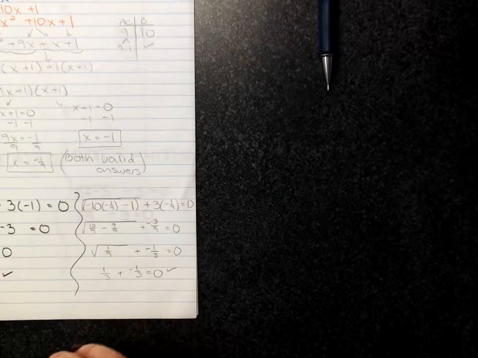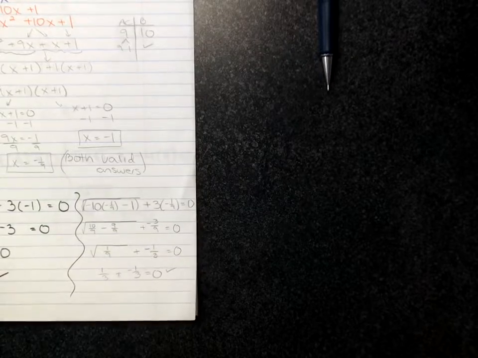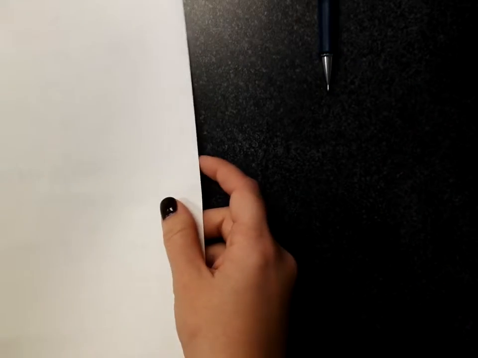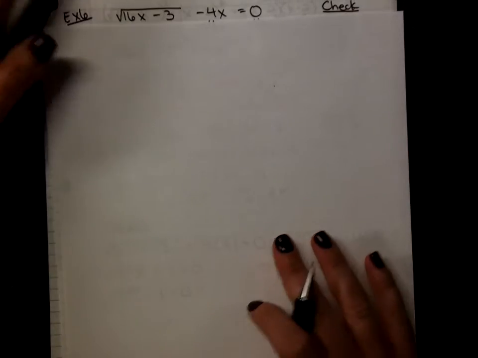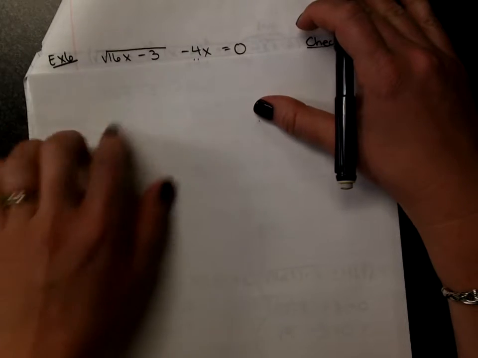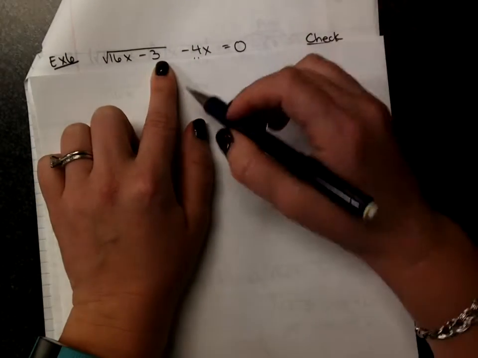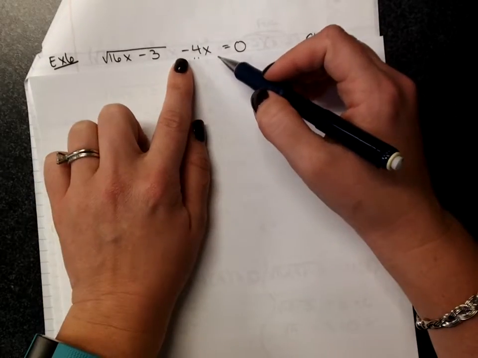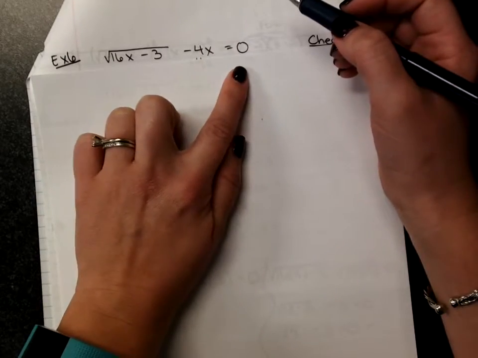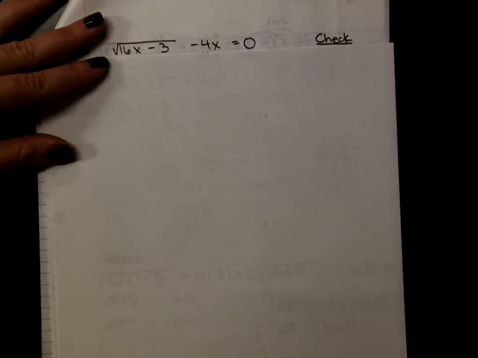All right, let me give you one of those to try. Again, if I'm going too fast, just pause and go back. Go ahead and try example 6 on your own. Pause the video and try it. Here's the original problem. The square root of 16x minus 3, under the radical, minus 4x, and then equals 0. Pause the video, try it, make sure you go back and check.